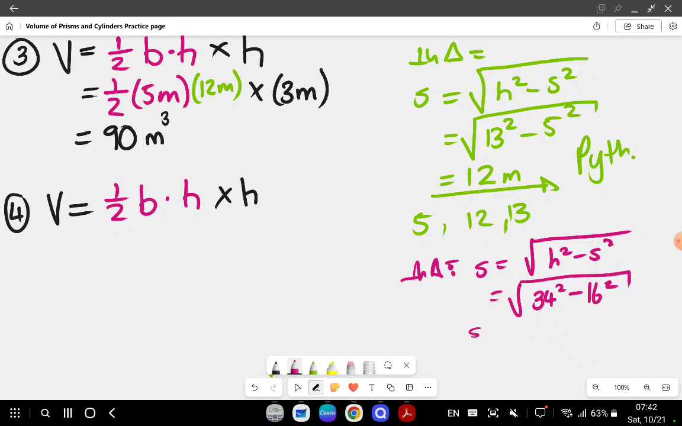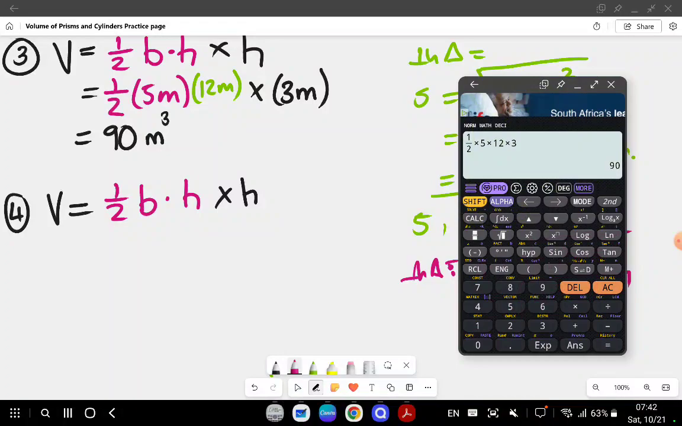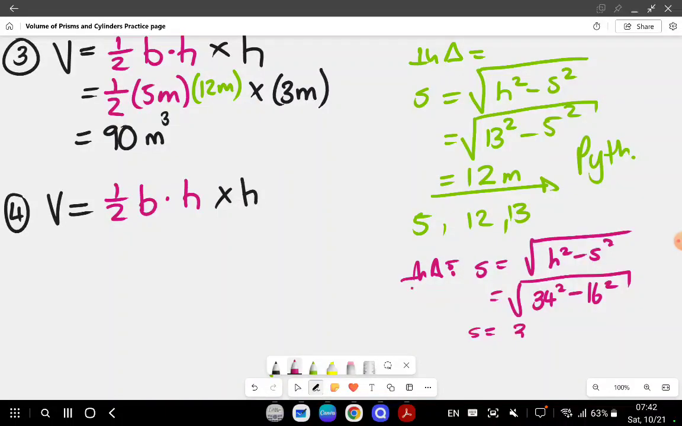So S is equal to the square root of 34 squared minus 16 squared, which gives me 30. Okay, S is equal to 30 meters. So here I'm going to put in half. My base is 16. My height is 30. Sorry, the unit is not meters, it's inches. And I multiply that by a height of 22 inches.